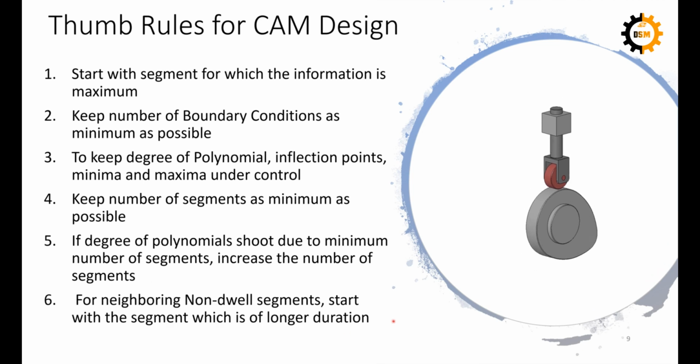And the last rule is that if you have neighboring non-dwell segments like rise and fall connected, or fall and rise connected, with no dwell in between, you always have to start with the segment which is of longer duration. This is because the longer duration segment will have more time to reach its extreme positions, so it will have less acceleration, so it will not shoot to reach its endpoint. It will have more time and duration to reach. So less accelerations will be there. Less acceleration means less dynamic forces at the end. So these are the 6 points. Always keep these 6 points in mind when you are designing a cam.